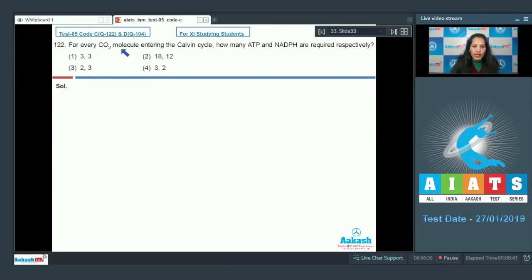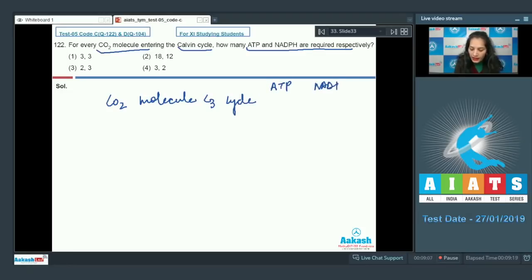Question number 122. For every CO2 molecule entering the Calvin cycle, how many ATP and NADPH are required respectively? First option 3 and 3, second 18 and 12, third 2 and 3, fourth 3 and 2. For each CO2 molecule in the C3 cycle, the number of ATP and NADPH are 3 and 2 respectively. So the correct option for the given question should be option number 4. Let's move on to the next question.